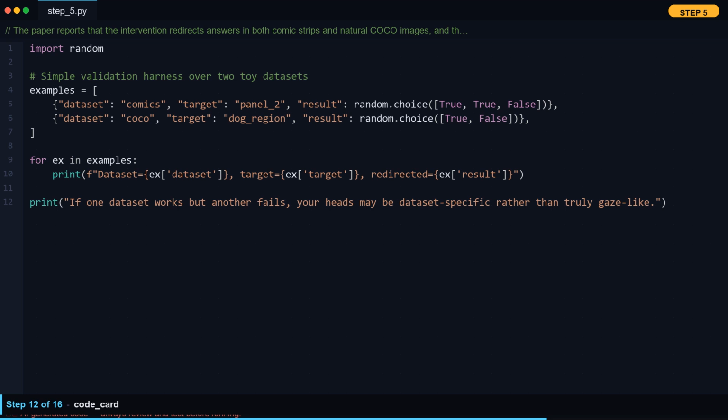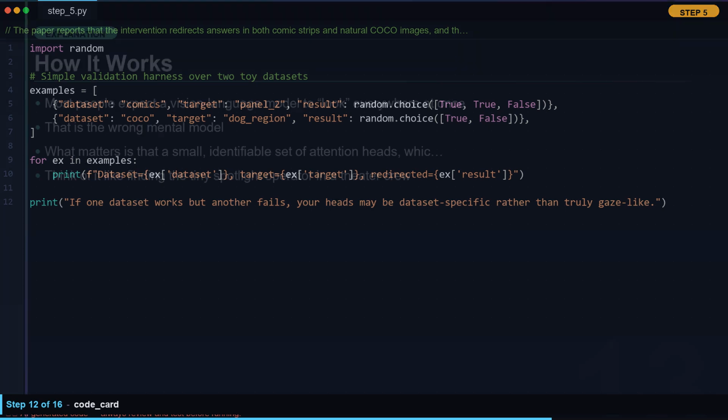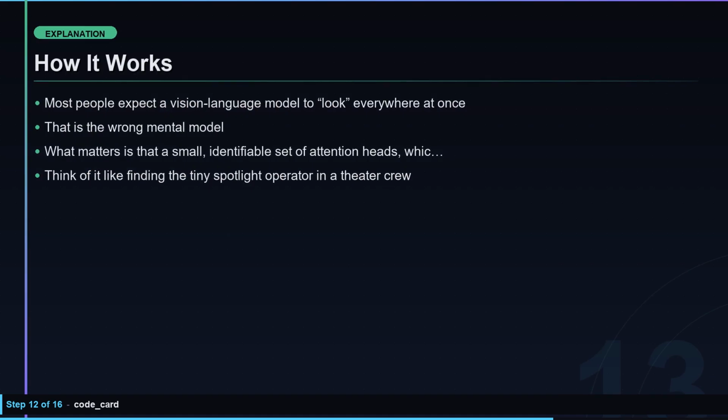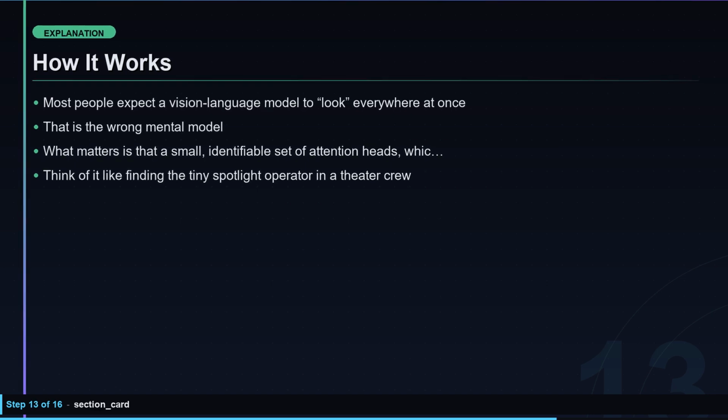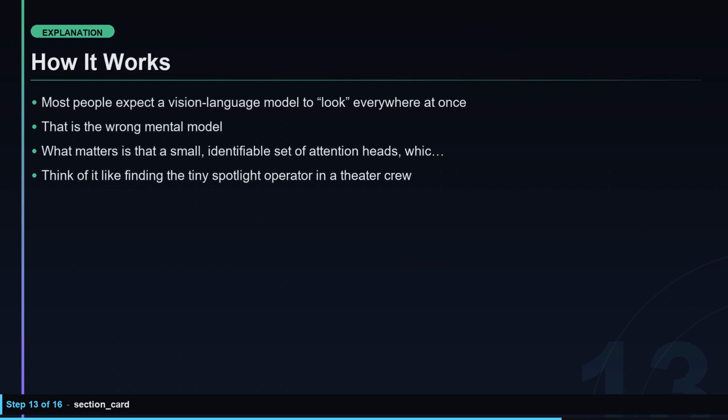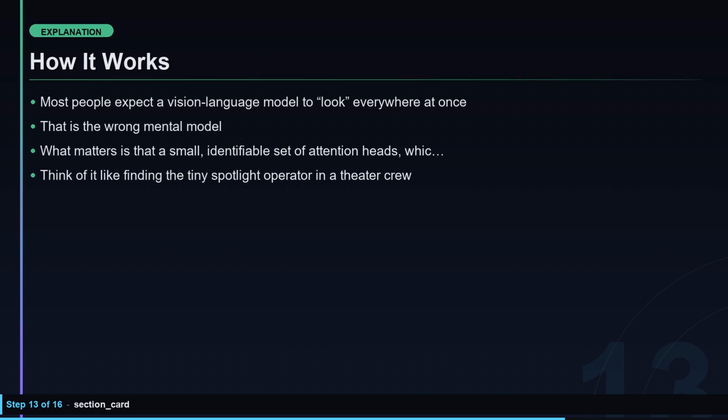Most people expect a vision language model to look everywhere at once. That is the wrong mental model. What matters is that a small, identifiable set of attention heads, which are tiny routing units inside the transformer that decide what information gets emphasized, acts like a control surface for where the model focuses while it describes an image. Think of it like finding the tiny spotlight operator in a theater crew. Once you know who holds the spotlight, you can point the story at a different actor on demand.